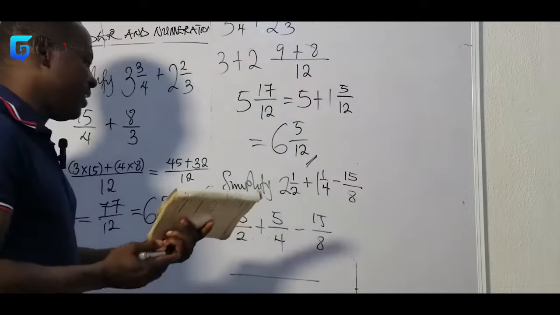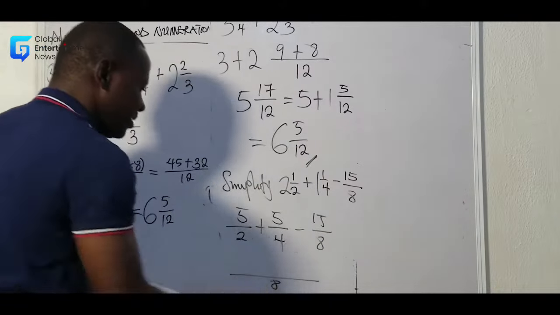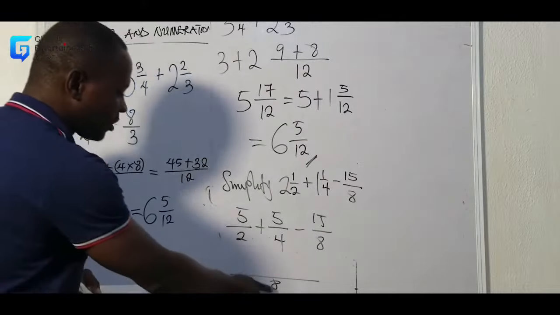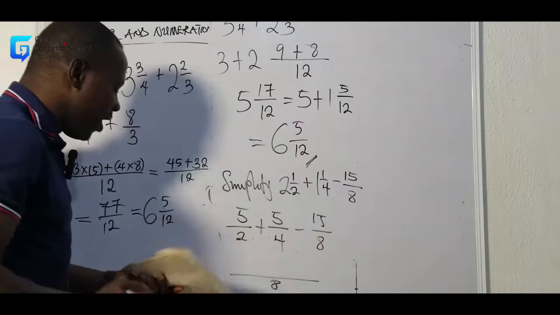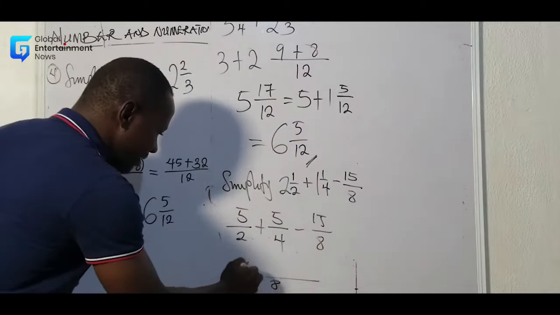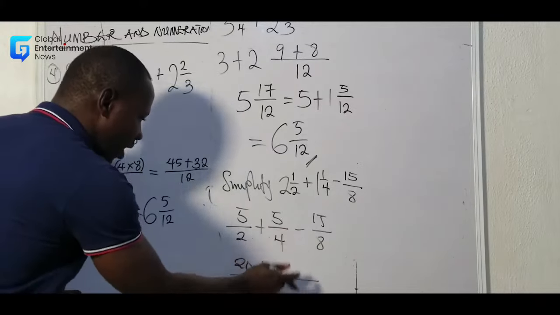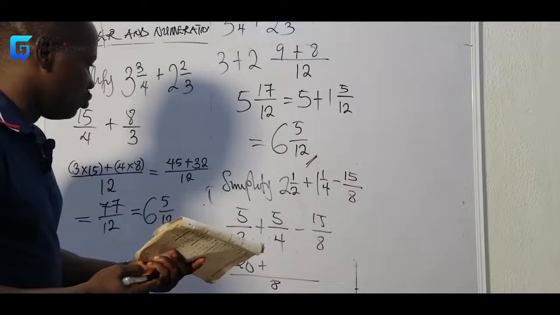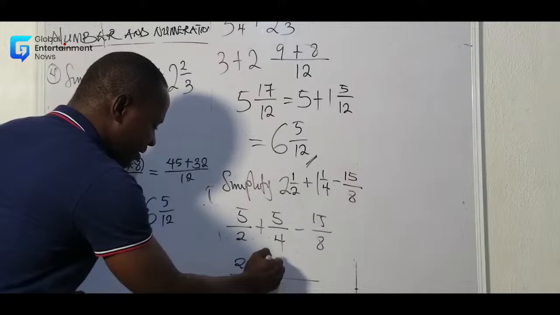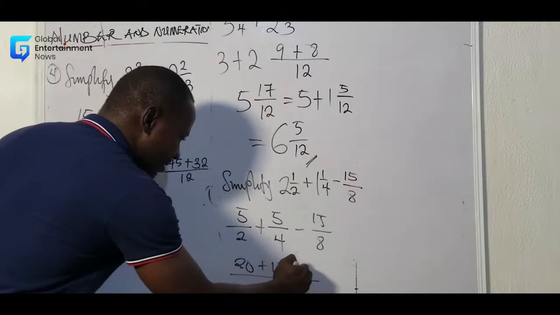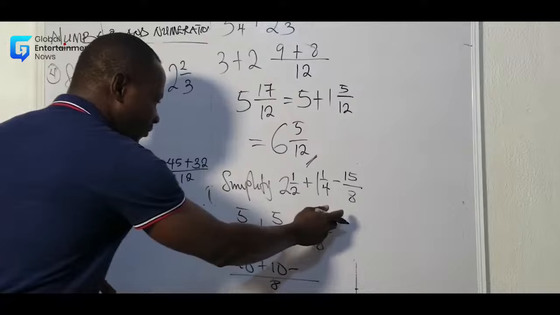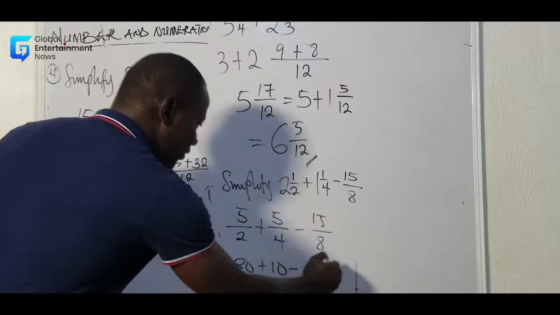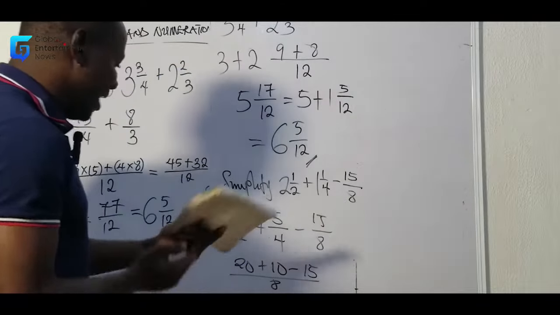And looking at this, the LCM is what? Is 8. How many 2 can we see in 8, everybody? We have 4, correct. 4 times 5 is 20. Then plus 4 in 8 is 2. 2 times 5 is 10. Minus 8 in 8 is 1. 1 times 15 is 15. Then what do we have here now?